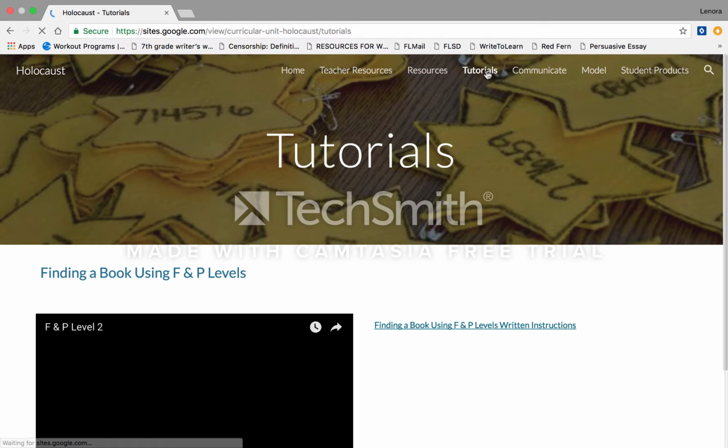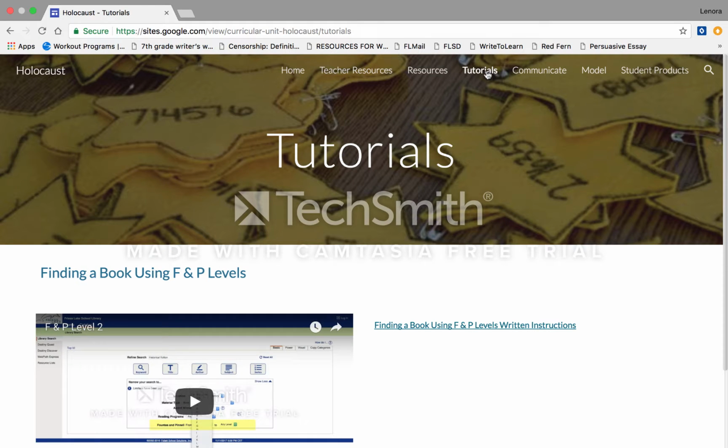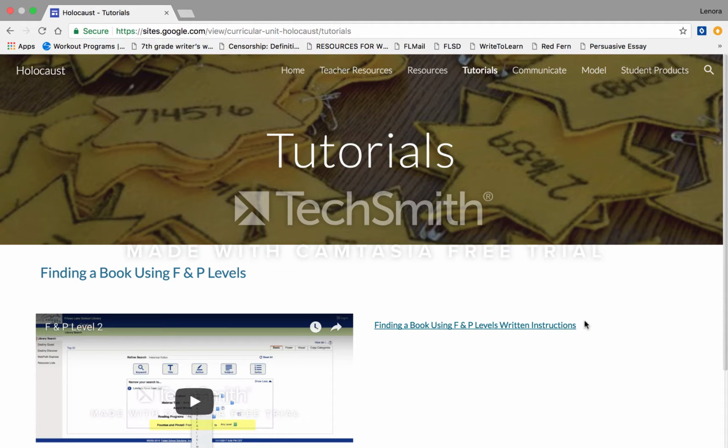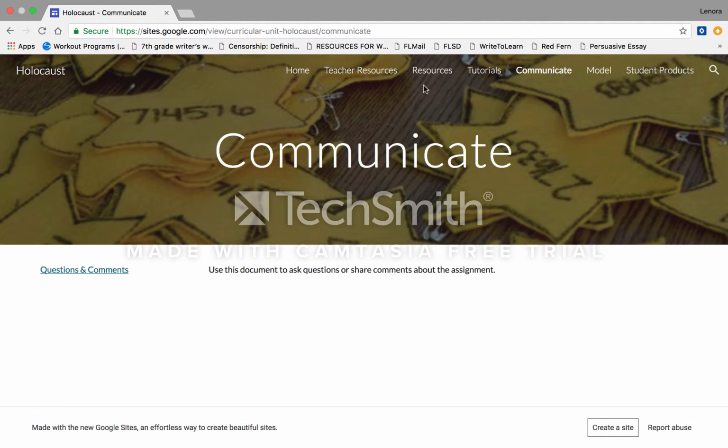And then I have tutorials. So this is what they would use to find a book on their F&P levels when they have to read their historical fiction book. I have written instructions here for them. I have a page where they could communicate. This is a Google Doc where they can type in questions or comments about the unit, just to share out what they're thinking while they're viewing all of this information.